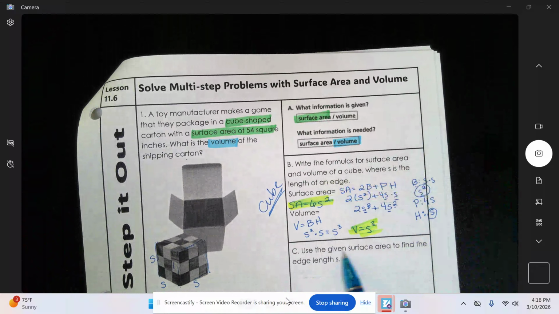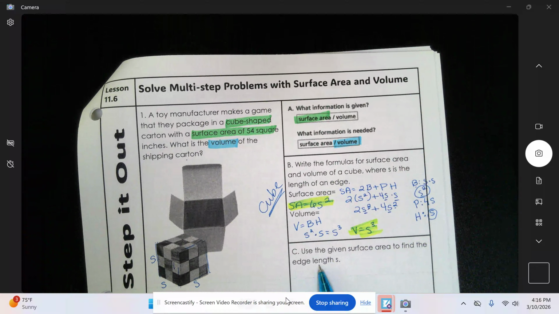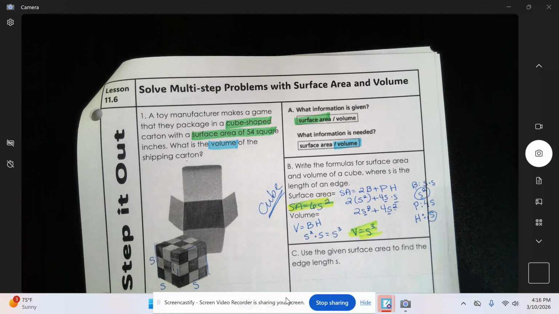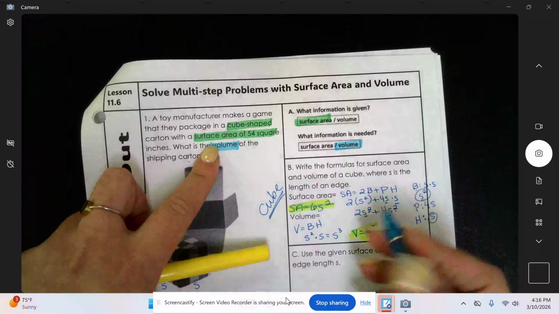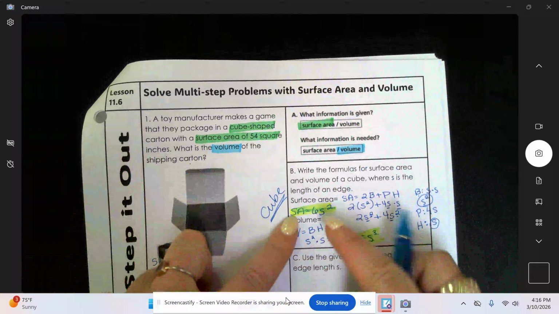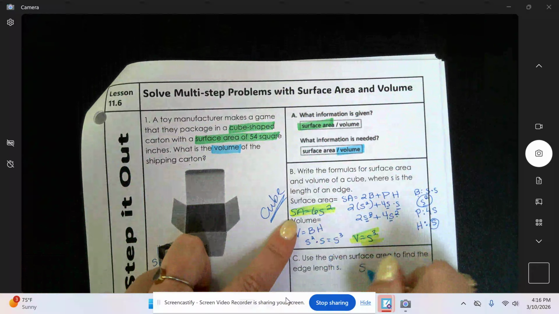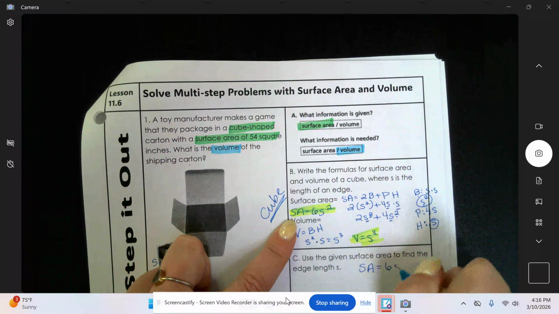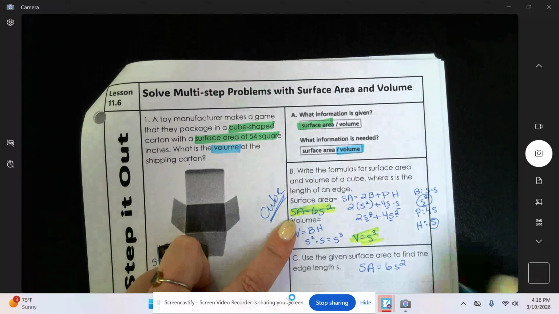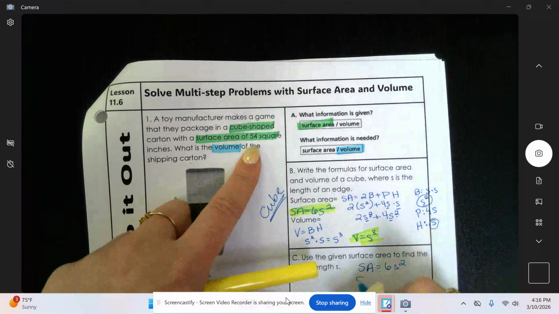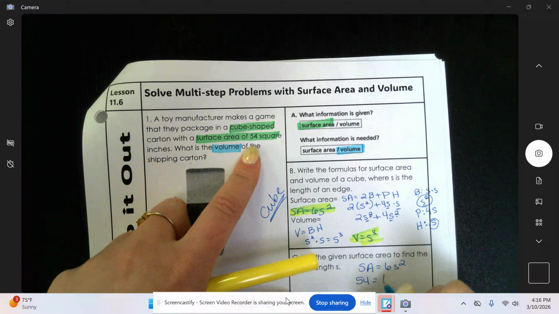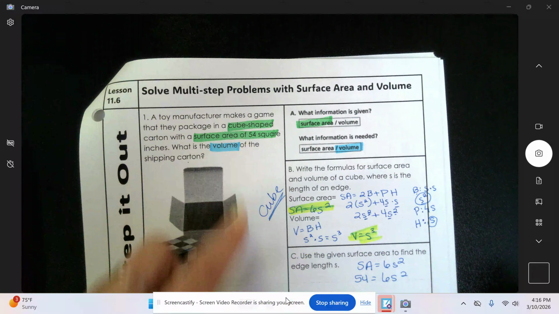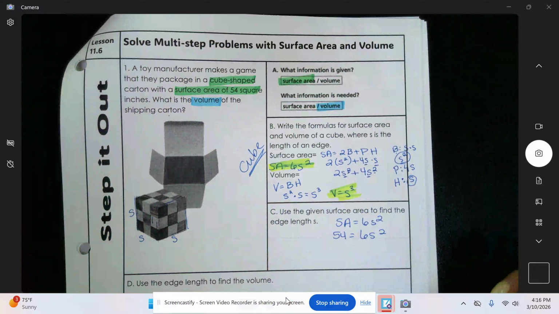It says use the given surface area to find the edge length S. So we know the surface area. Okay, and so we're going to use this surface area formula right here. We have surface area equals 6S squared. Well, our surface area was 54 equals 6S squared. We solve this the same way we solve anything.